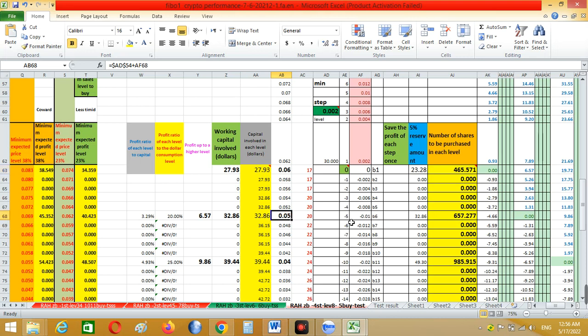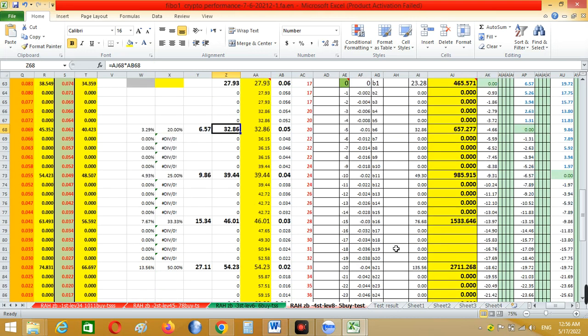Next price for buy 2 at price 0.05, you need to buy 657 Tron. Your dollar equal to 32.86, and so we will continue to buy up to 0.02. You need to buy 2,711 Tron. You will engage $54.